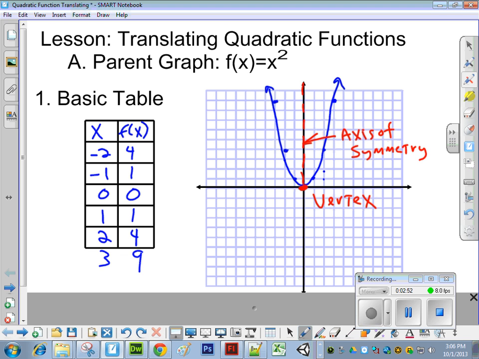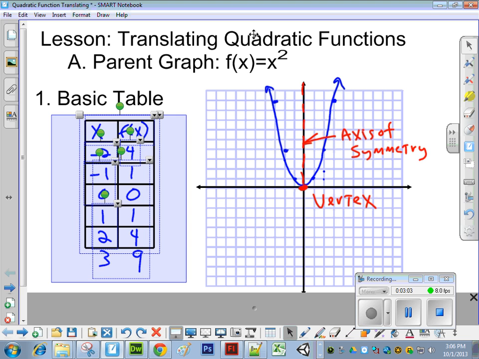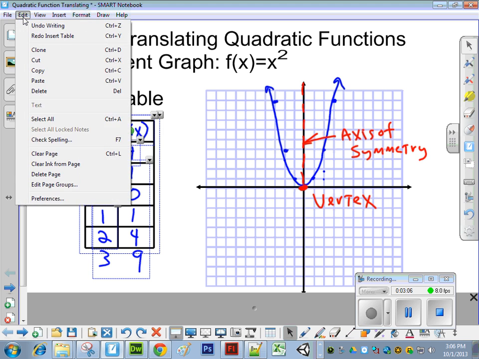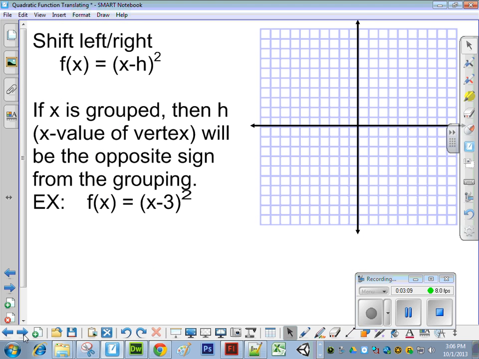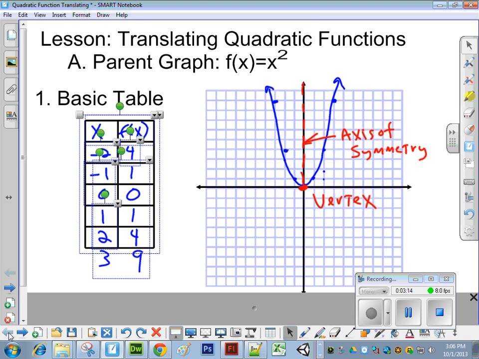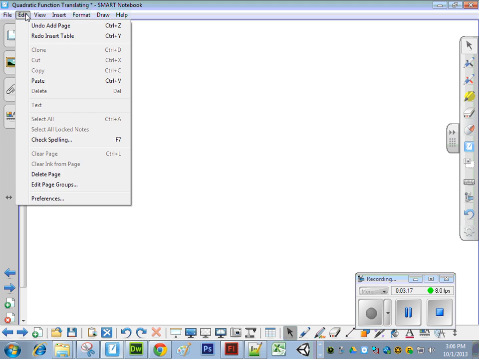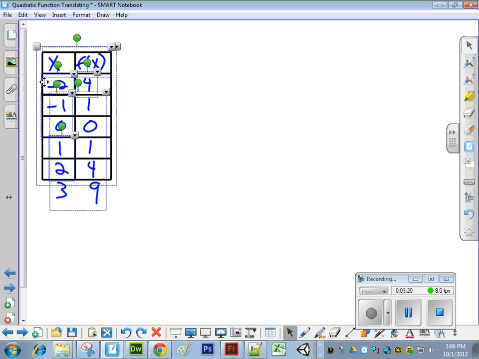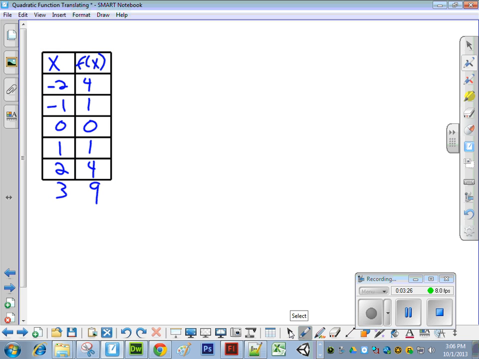And the next thing we want to see is how do we make a shift from there? So if I use this basic table a couple of times, let me go ahead and copy this so I can use it again. Now on my next page, what happens if I want to shift it left or right? Actually, what I wanted to do was show you another page, and I'll paste this back in. And I want to first shift it up and down.